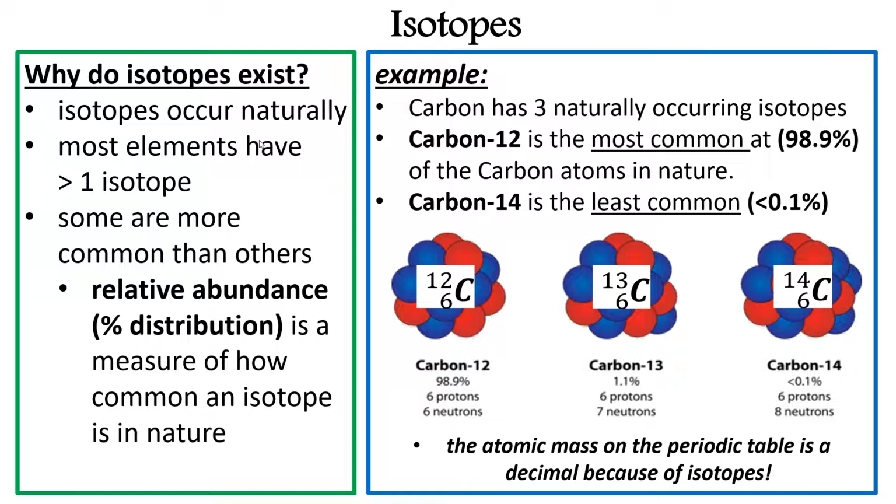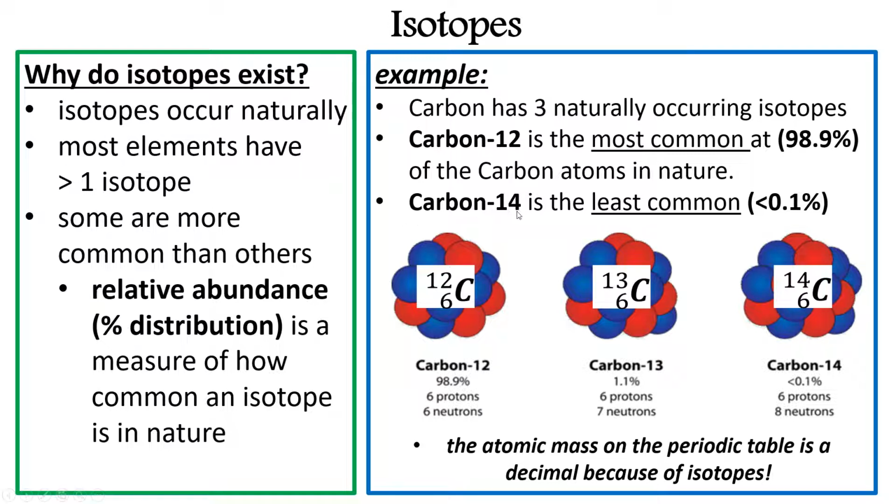So isotopes occur naturally. Most elements have at least one isotope, but some of those isotopes are going to be more common than others. We describe how common isotopes are by measuring the relative abundance or the percent distribution. So that number is a percent. The reason for that is because you can't count atoms, but there is a way, it's called mass spectrometry. I have a hard time with that word. And that allows you to calculate how common each isotope is.